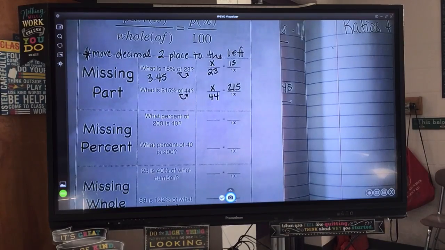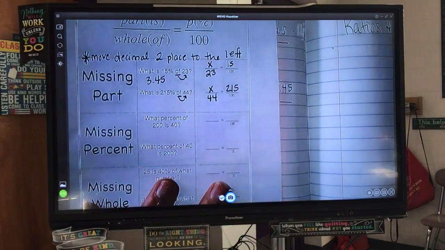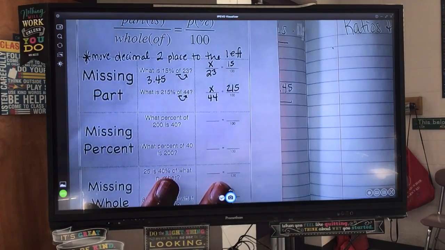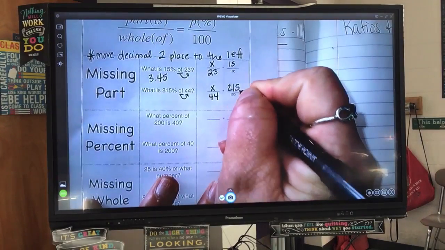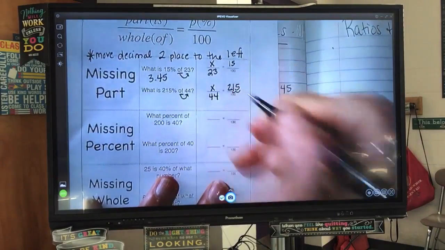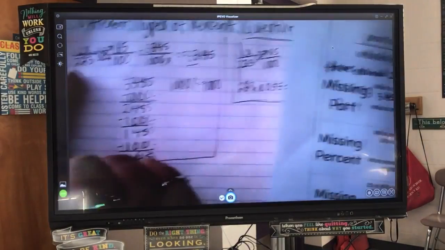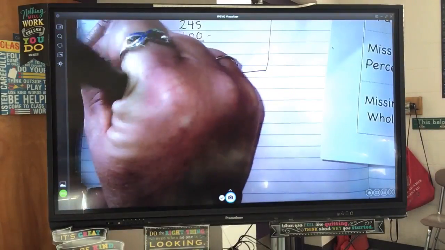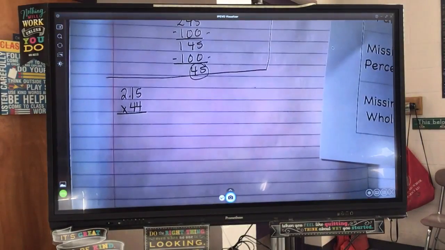Decimal? Okay, so here, where's my decimal in 215? Where's my decimal in 215? Emma. Behind the 2. Okay, so I start here and I move it to there, and that's where it is. Alright, so then, I'm going to slide over here. So I'm going to end up doing 2 and 15 hundredths times 44. Alright, when you get that answer, please stand up.